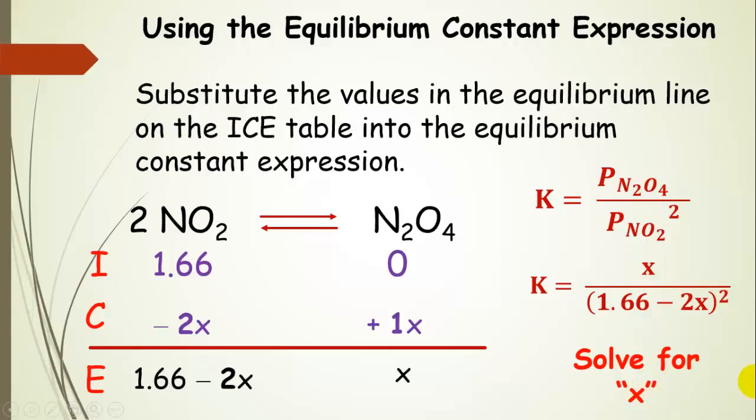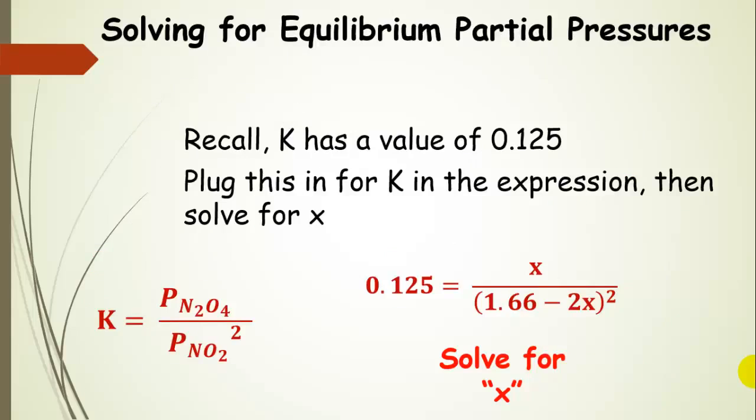Okay, now this is going to turn out to be a quadratic equation, and so I'm going to go through and do a little algebra review with you. Okay, so we are going to use this value of the equilibrium constant that we were given. So remember, it was 0.125. And so we are going to plug in, we've already plugged in x and 1.66 minus 2x for our two gases. Now let's plug in the value for the equilibrium constant.